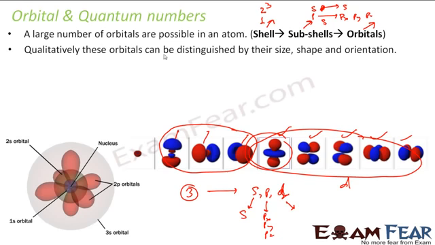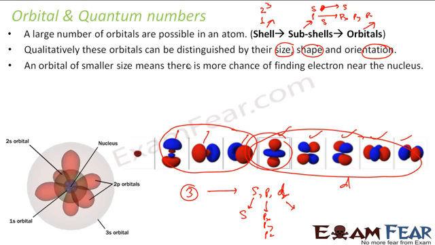These orbitals can be distinguished by their size, shape and orientation. You see, the size will differ, the shape will differ, or the orientation will differ. In these cases, the size and shape are the same, but the orientation is different, right? In this and this, the size, shape and orientation, everything is different. So you can distinguish these orbitals by their shape, size and orientation.